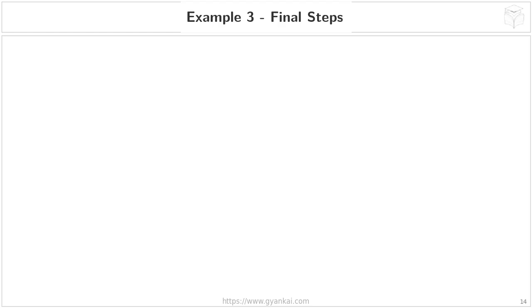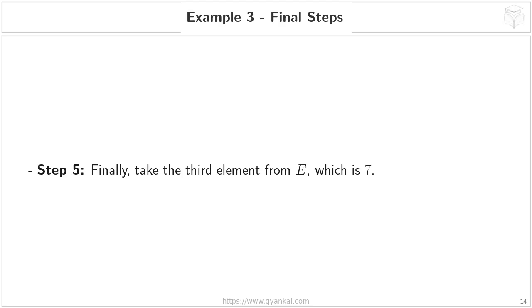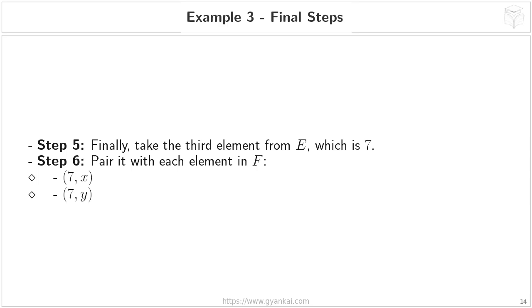Example 3, final steps. So, step 5 tells us to finally take the third element from set E, which is the number 7. And in step 6, just like we did before, we need to pair this 7 with each element in set F. That means we'll create an ordered pair with 7 and x, which we write as 7, x, and then we'll create another ordered pair with 7 and y, which we write as 7, y.